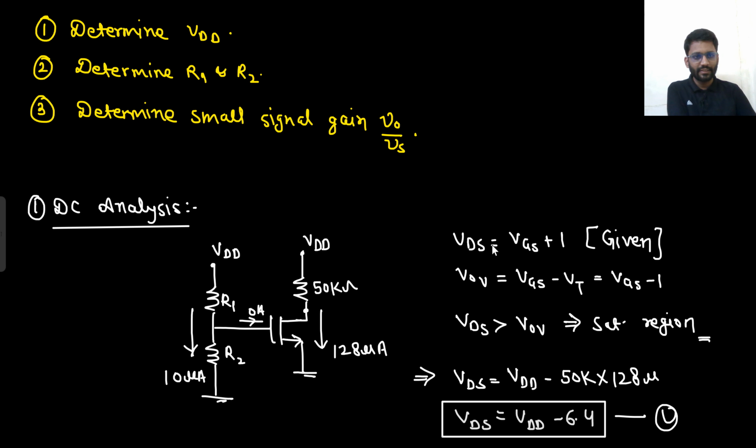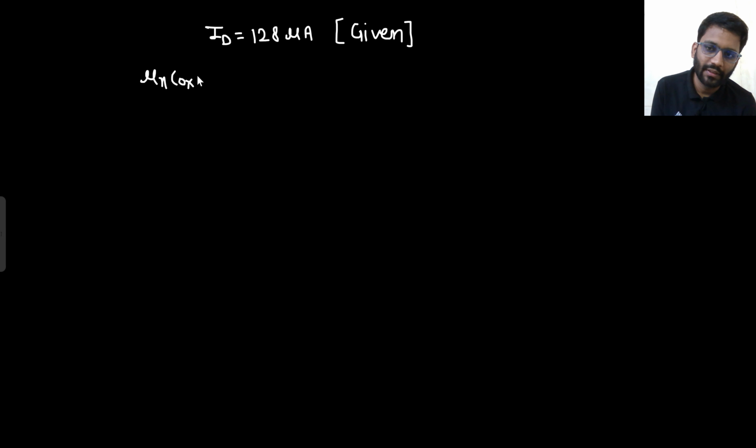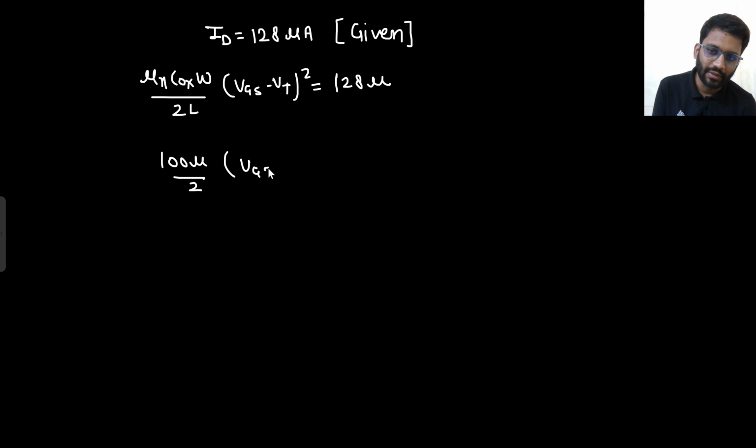Now, do you know the value of VGS? No, you don't know the value of VGS. But you know one thing, that the current is 128 microampere. What is given? Given, that is ID is 128 microampere. You know the formula of ID, that is half mu n Cox W by L into VGS minus VT whole square. That is equal to 128 microampere. Mu n Cox W by L value is 100 micro, by 2.